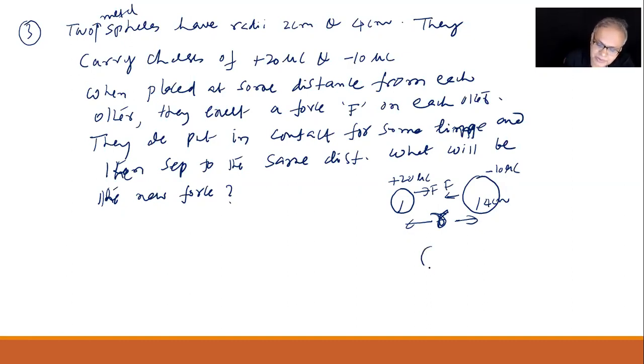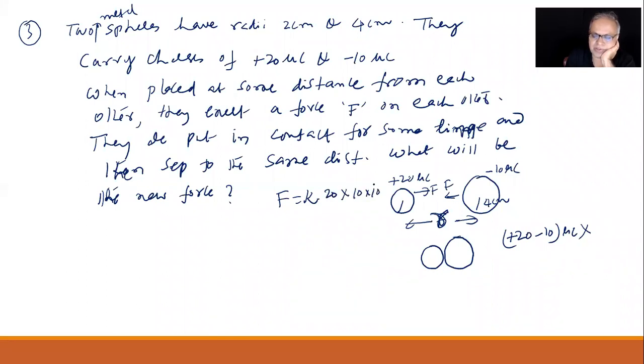Now you put them in touch. So I've told you some time ago, if you look at the old lesson, the charges will be divided in the direct ratio of their radii. Total charge, Q1 plus Q2, plus 20 minus 10 microcoulombs will be divided in the ratio 2:4. Charge flows from one to the other till the potentials become same, I told you, if you remember. Now I should write here F equals K into 20 into 10 into 10 to the power minus 12, because microcoulombs, by some R square.